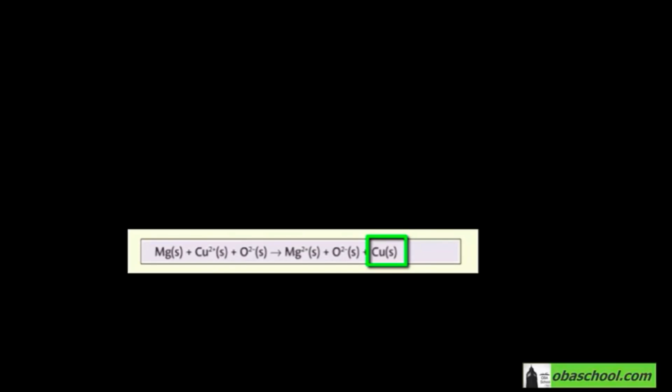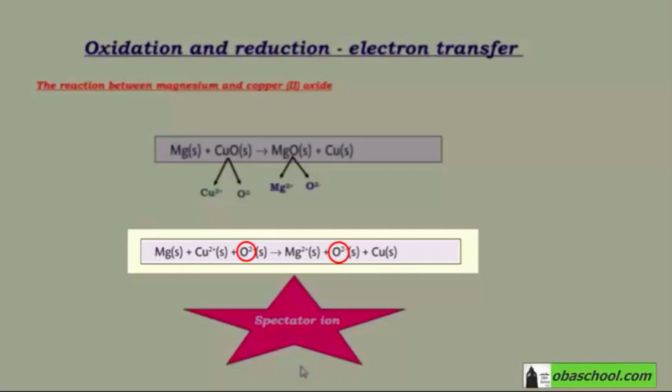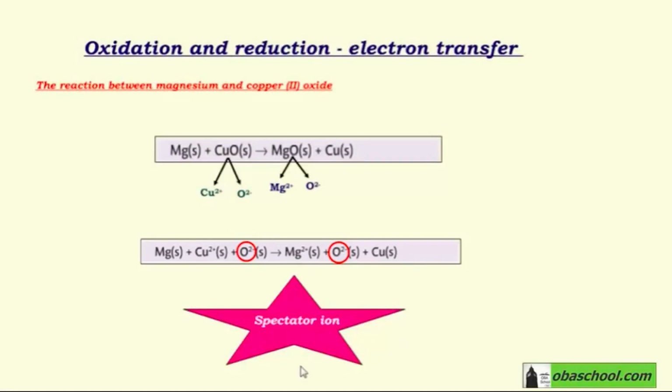But if you look at the equation, something did not change in the products, which is the oxide. The oxygen in the reactants was O2 minus, and in the products it remained O2 minus. It did not lose or gain electrons. We call it the spectator ion, since it remained stable in the reactants and in the products.